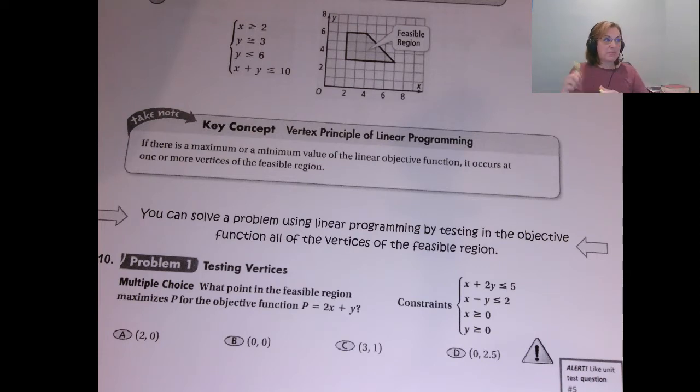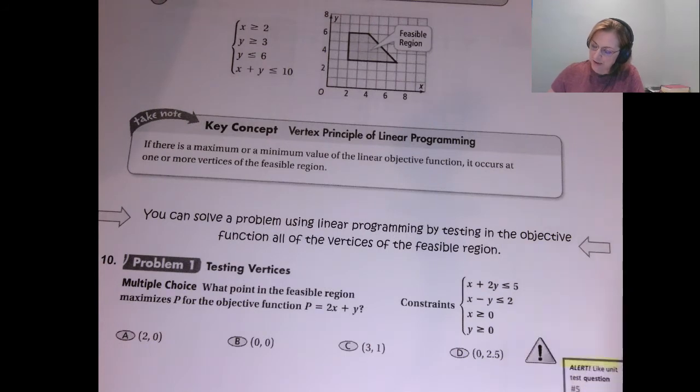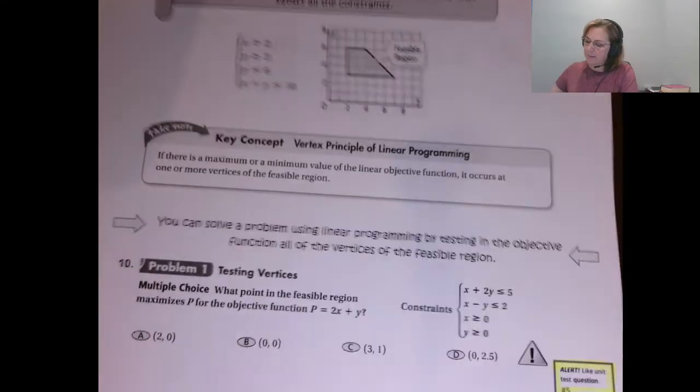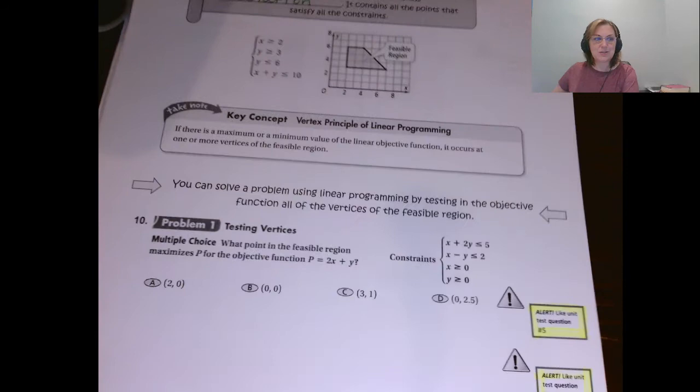So before we jump into this problem though, let's make a note here. We've got an alert that lets us know that this type of problem is going to show up on our exam in 2 different places. So you'll want to make sure that we make a note of that. And let me pan back just a little bit so you can see that.